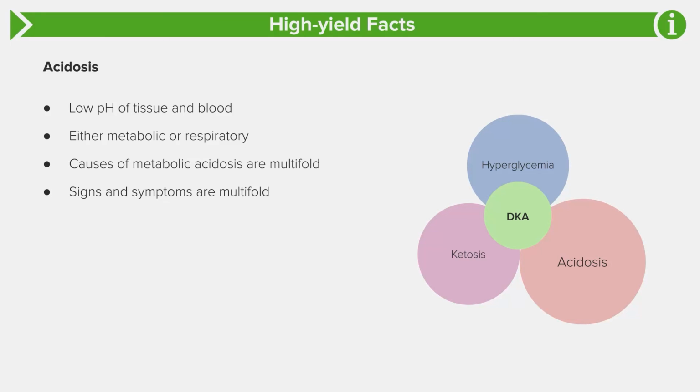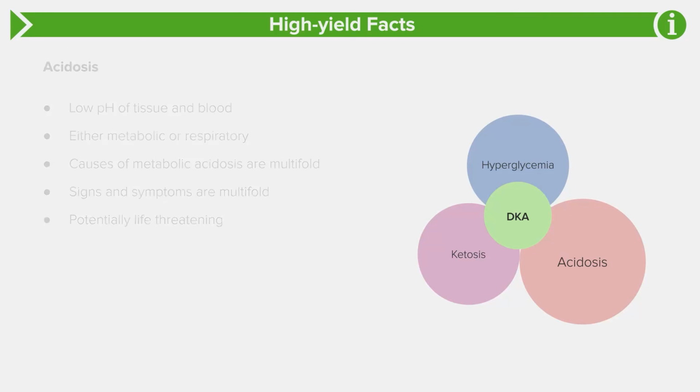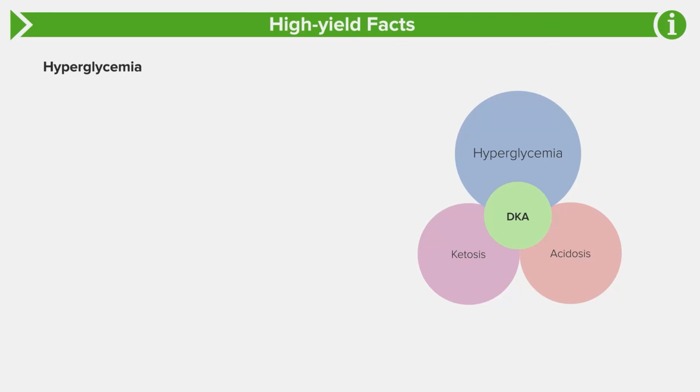They can include nausea, vomiting, palpitations, etc. And it can absolutely be potentially life-threatening. You can have cardiovascular and neurological complications in extreme acidosis or acidemia. Now, hyperglycemia. Obviously, that's high blood glucose. Now, the causes of hyperglycemia can be quite multifold, and you can see them there in our image.